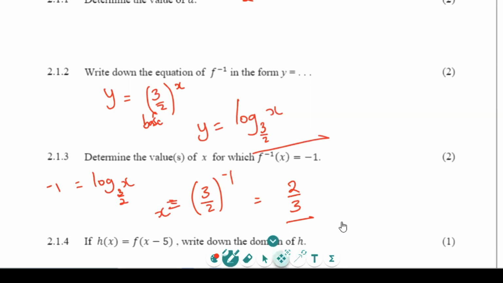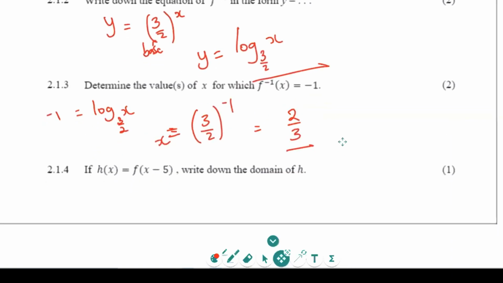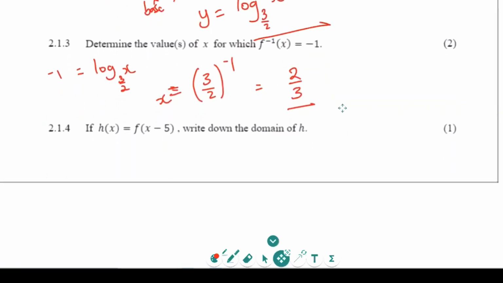Then 2.1.4, if h of x is the same as f of x minus 5, this x minus 5 is a shift. It's like the graph is being shifted. The original graph is being shifted 5 units to the right. They want us to write down the domain. Remember, domain represents the x values. Okay, x values of h.